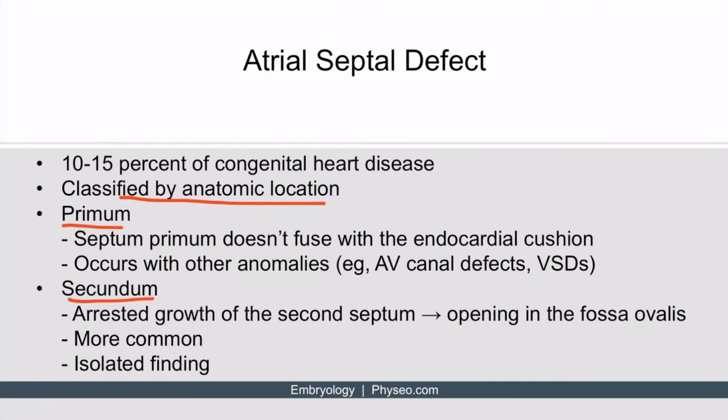Secundum defects occur due to arrested growth of the second septum and result in an opening in the fossa ovalis. These defects are much more common than primum ASDs and are an isolated finding, meaning that they don't typically occur with other anomalies. Let's look at a picture of this so you can see what I'm talking about.